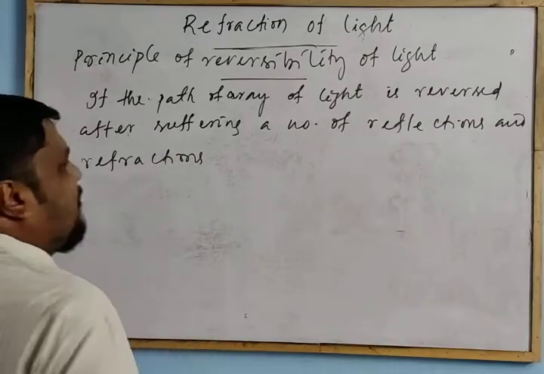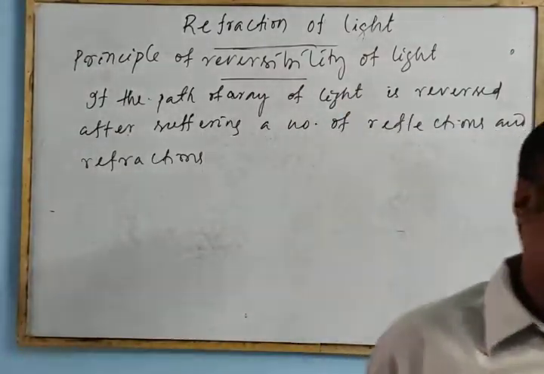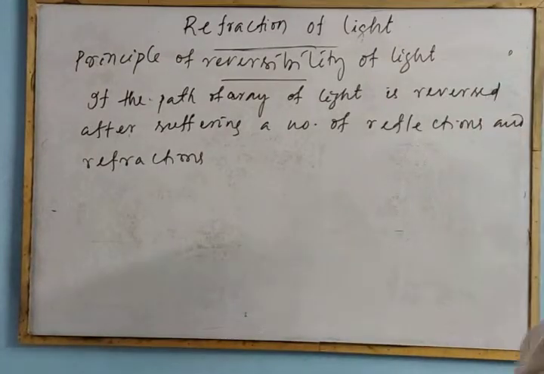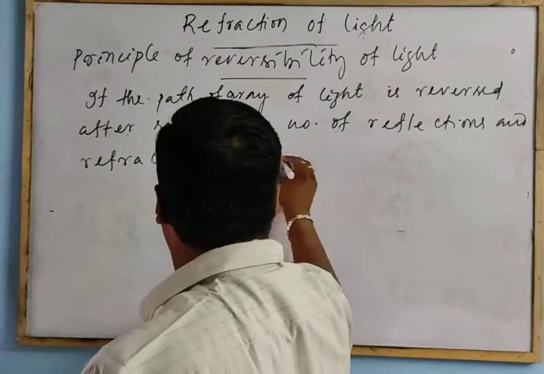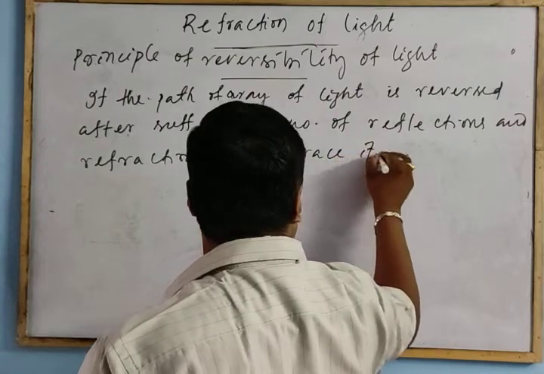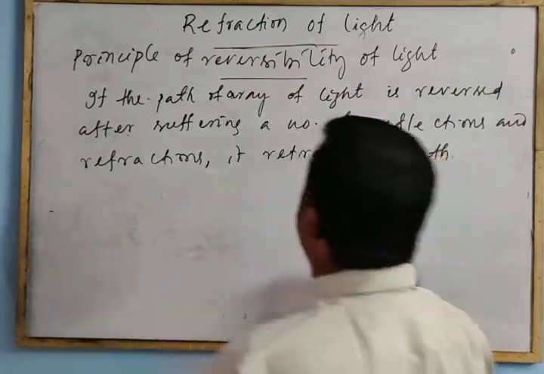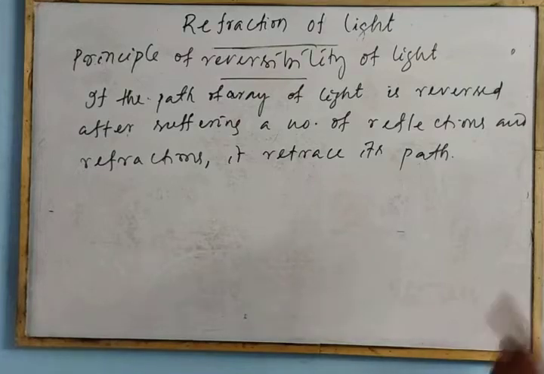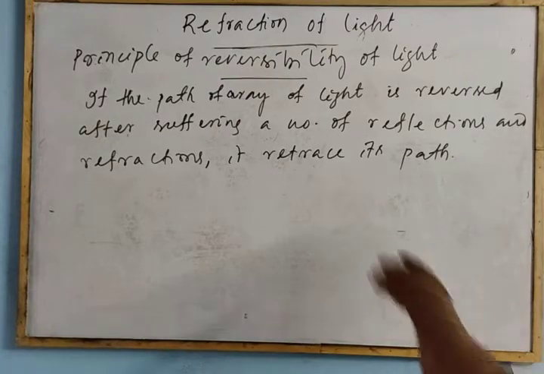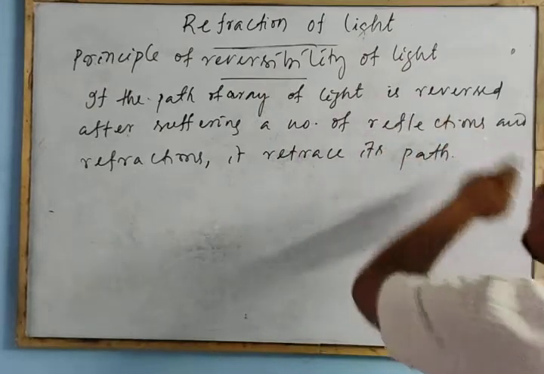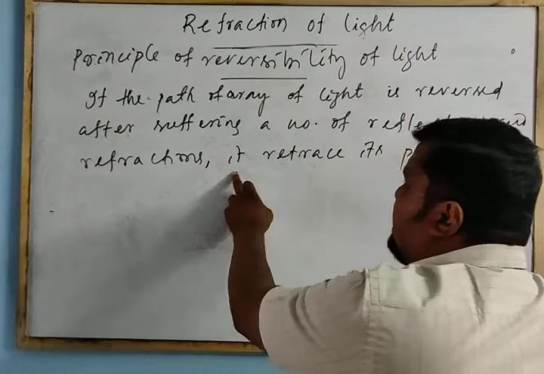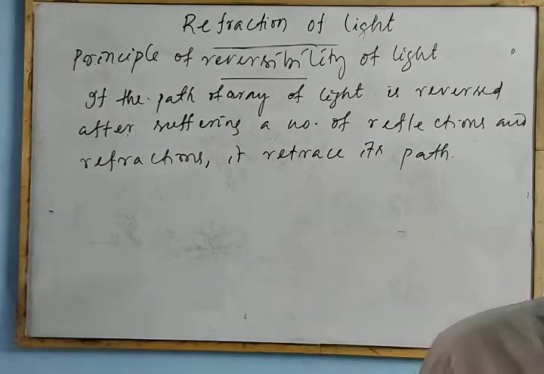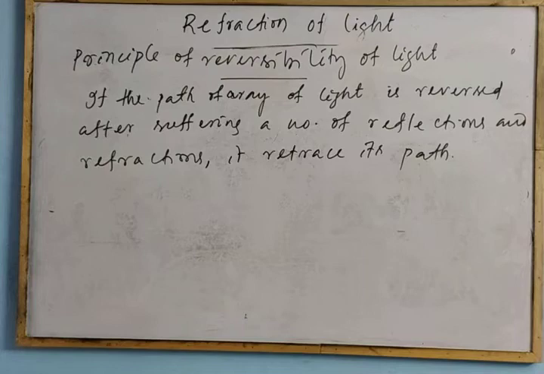a number of, maybe one or maybe two reflections or refractions, it retraces its path. This is the principle. The principle of reversibility states that if the path of a ray of light is reversed after suffering a number of reflections and refractions, it retraces its path. So how this happens, we will show.